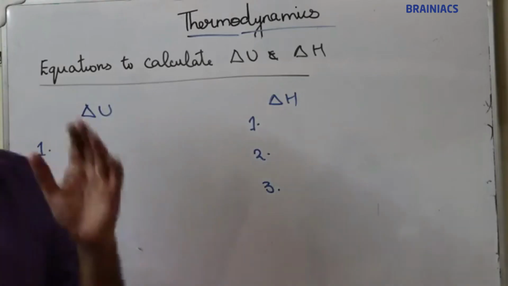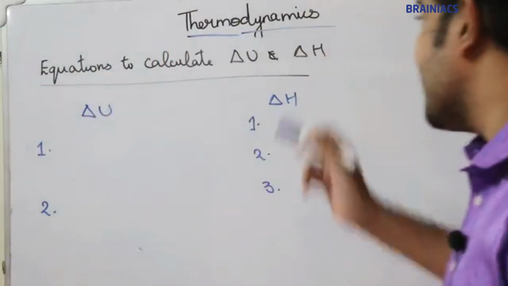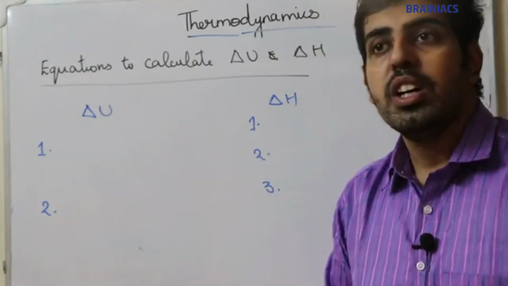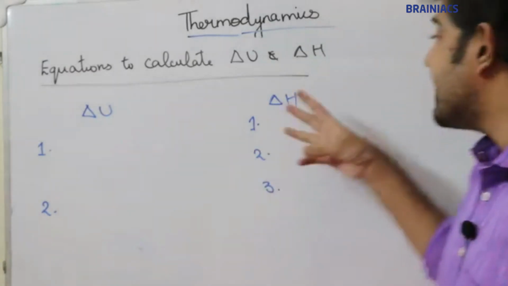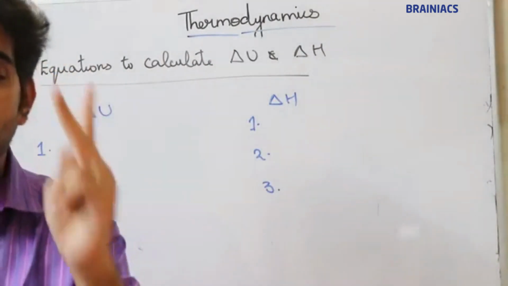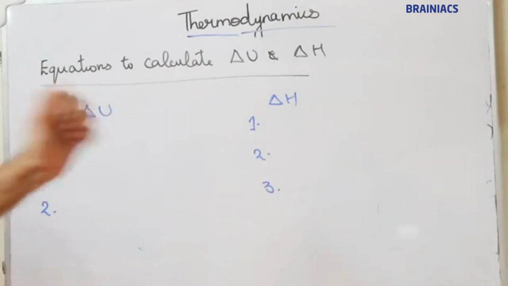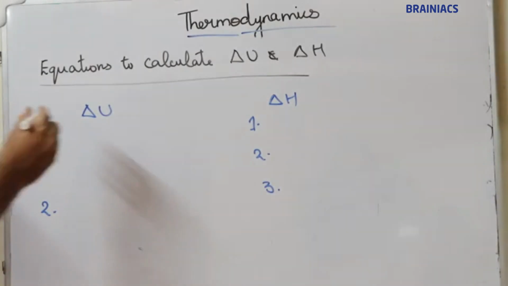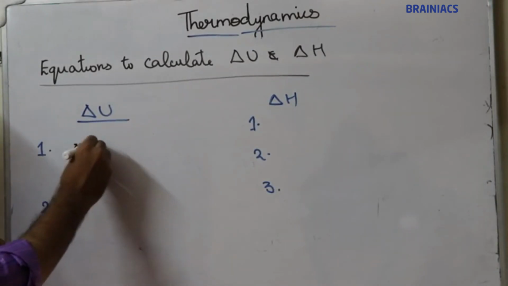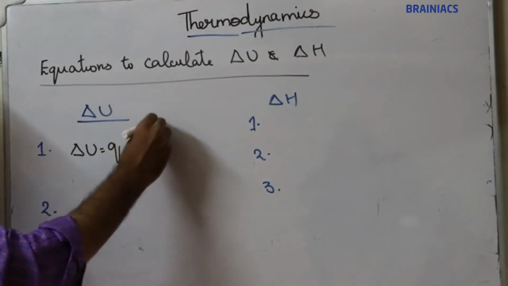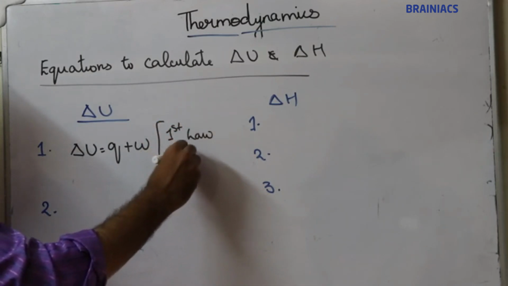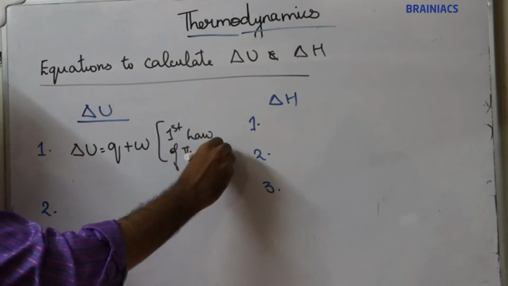I think it's clear. Moving on to the next topic, equations to calculate delta U and delta H. We have derived 2 equations for delta U and 3 equations for delta H, so we have to recollect those equations. The equation for delta U is delta U is equal to Q plus W, the mathematical statement of the first law of thermodynamics.